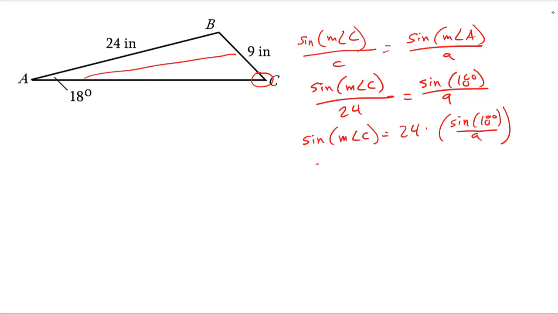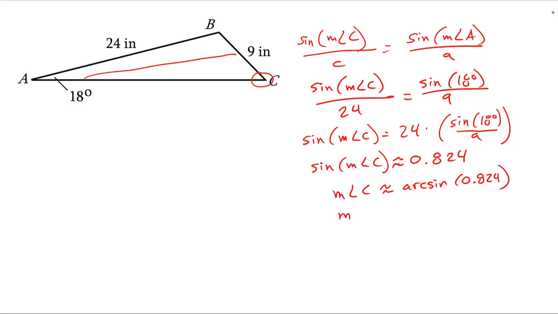And for purposes of this video, I'm just going to go ahead and calculate this off screen. You can verify this with a calculator. That 24 times the value of that ratio is approximately 0.824. So then the measure of angle C is the arc sine, or the inverse sine, of that value, which is about 55.49 degrees. So I encourage you to grab a calculator and check my work there. So we'll come up here to our diagram and we'll add 55.49 degrees for angle C.